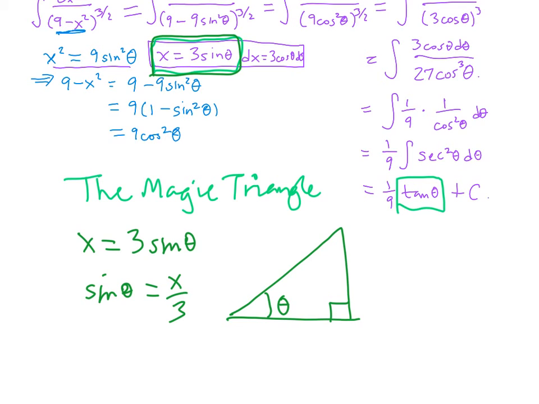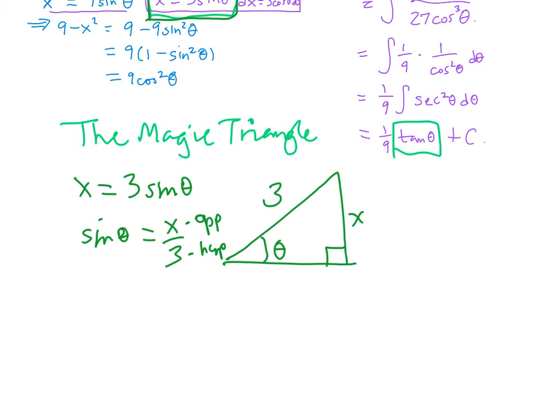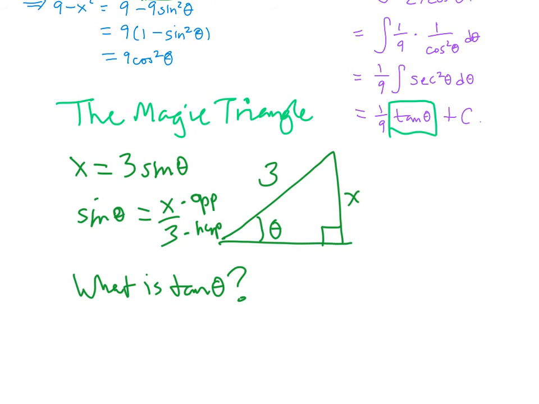And if I want the sine of that angle measure to be x over 3, one way I can achieve that is I can make this the opposite leg of the triangle, x, and make that the length of the hypotenuse. So I'm going to let that be 3 and that be x. Okay, and then the question is, what is tangent of theta under these circumstances? Well, the tangent of theta is going to be the length of the opposite leg over the length of the adjacent leg.